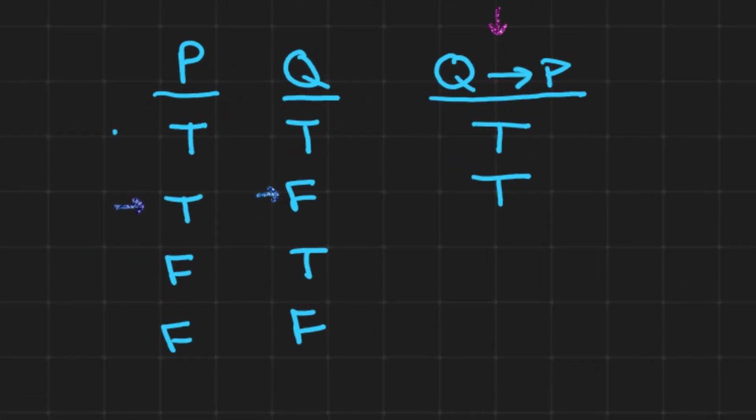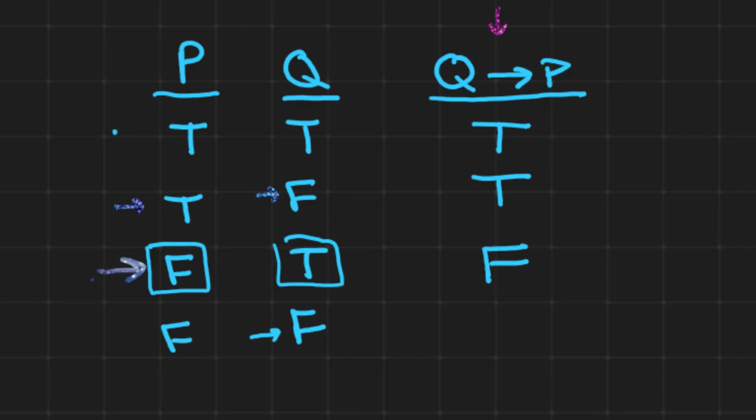So in the third row, we have P false and Q true. In the conditional statement, if Q then P, this means the hypothesis is true and the conclusion is false. That's the one situation where the conditional statement, if Q then P, is false. And so that's what we put here. Then finally, in the last row, we have both statements false. In particular, the hypothesis is false, which remember makes the entire conditional statement true.